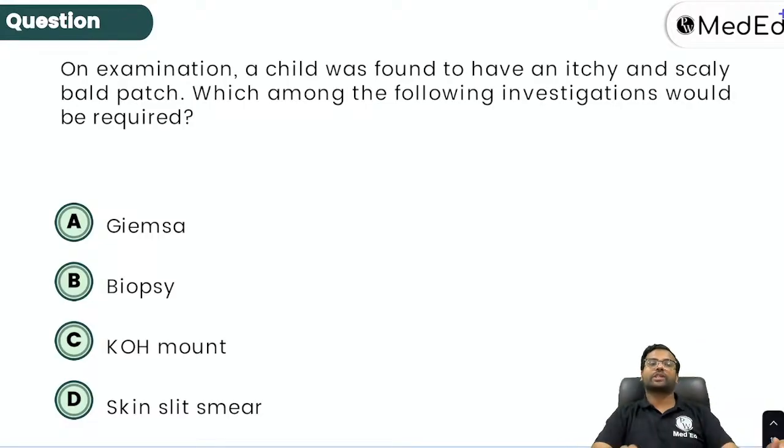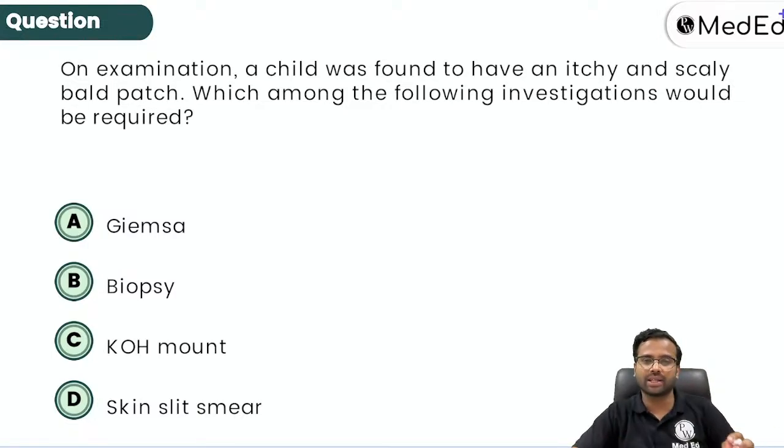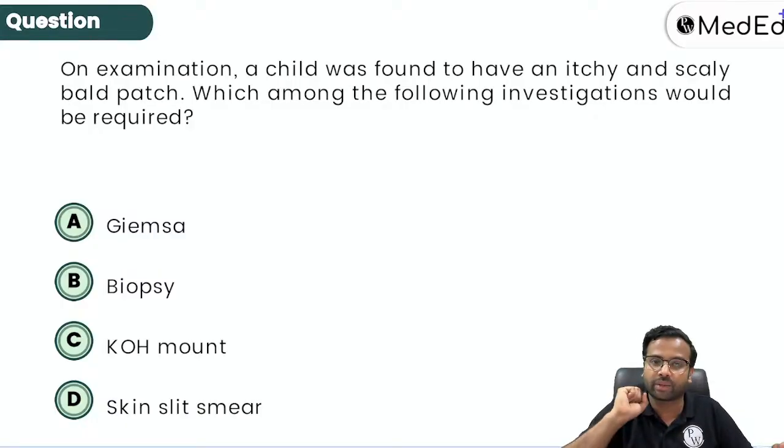So now let's go to the next question. On examination, a child was found to have an itchy and scaly bald patch. Which among the following investigations would be required? Now, I believe this is a bit of a tricky question because it is very non-specific. If you have good clinical thinking, you'll be able to answer, but when you see the options, it's much easier. Is it a GMSA? Is it a biopsy? Is it a KOH mount or a skin slit smear?